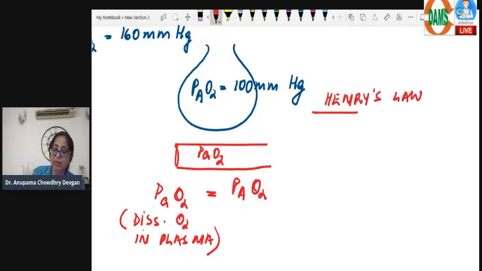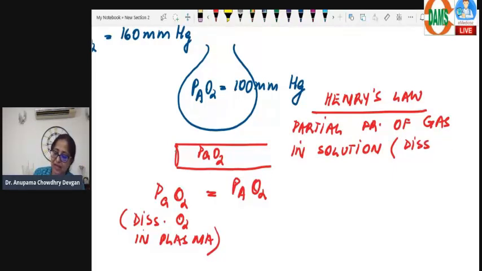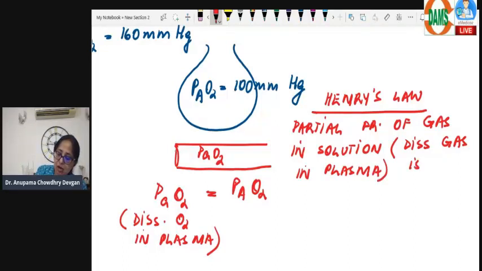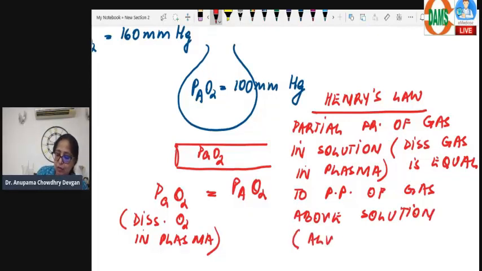And what is this Henry's law? If you remember your gas laws, there was Boyle's law, Charles' law, Henry's law. What is Henry's law? Henry's law states that the partial pressure of a gas in a solution, that means the dissolved gas in plasma, is equal to the partial pressure of the gas above the solution. What is the gas above the solution? This is going to be the alveolar air.